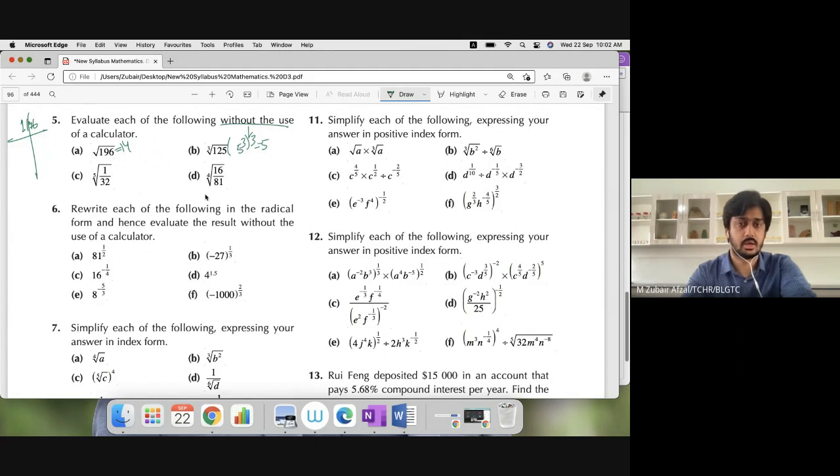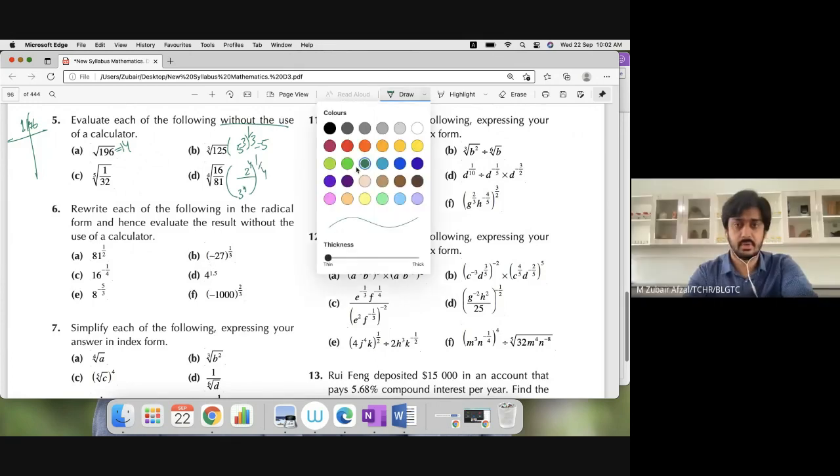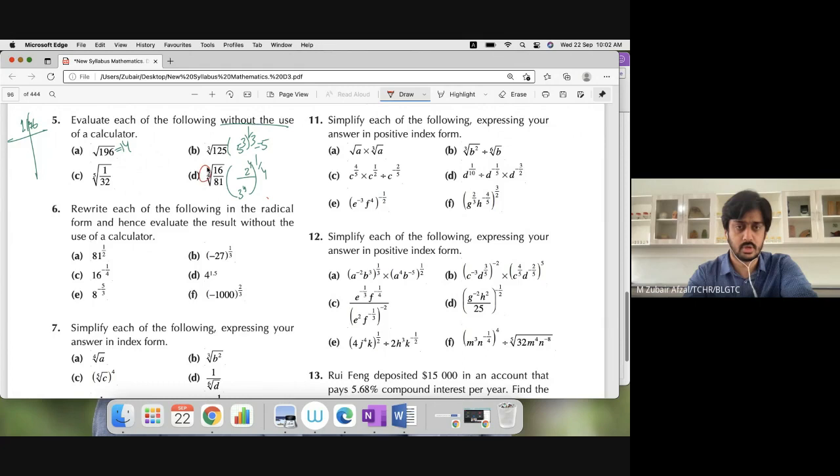And look at question D part. This is 4. If I write 2 raised to power 4 and I write 3 raised to power 4, is it okay? Yes, sir. And this 1 by 4 is coming from this 4. So 1 by 4, the final answer is 2 by 3. The powers cancel out.